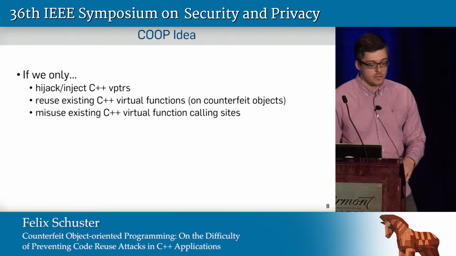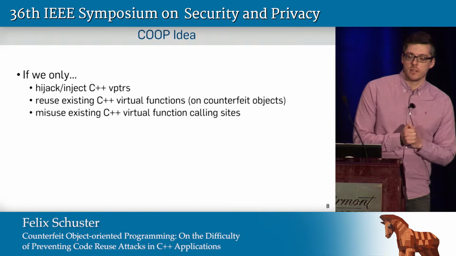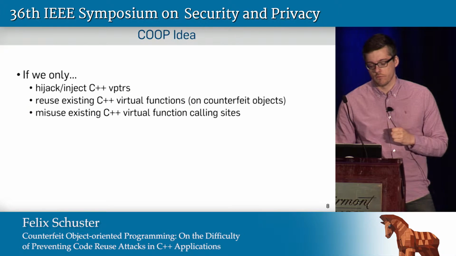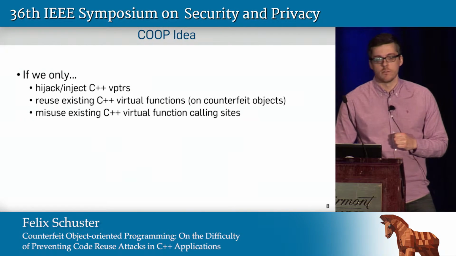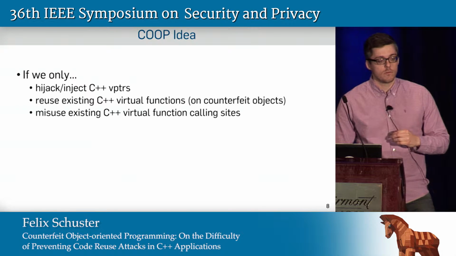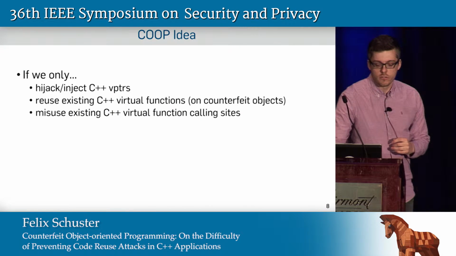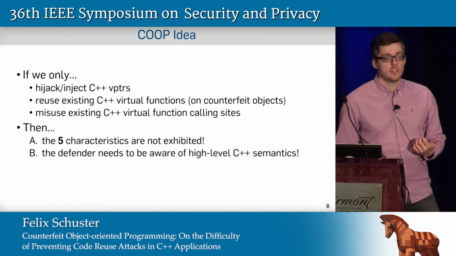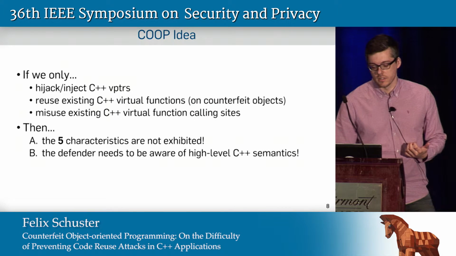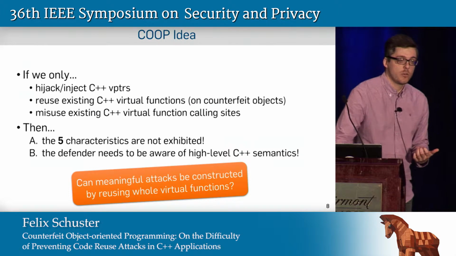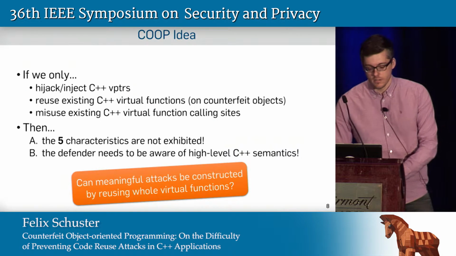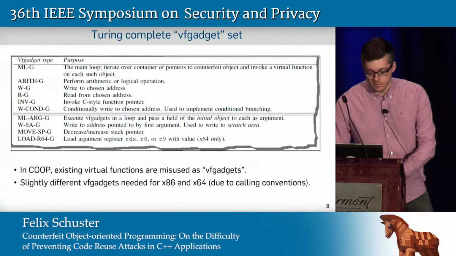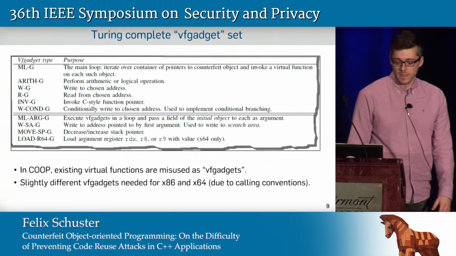So the idea is, for our attack, if we only hijack and inject C++ vptrs, and we only reuse existing C++ virtual functions on our own injected counterfeit objects, and we call these virtual functions only from existing virtual function calling sites, then A, we don't exhibit these five characteristics, and B, the defender needs to be aware of C++ semantics. Now the question is, can we create a mean attack using only whole virtual functions? And it turns out we can, and here's an excerpt from our paper.